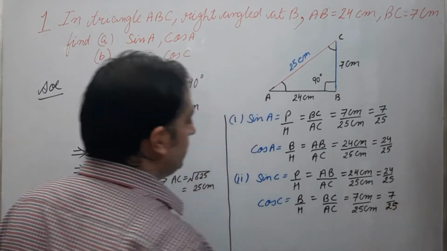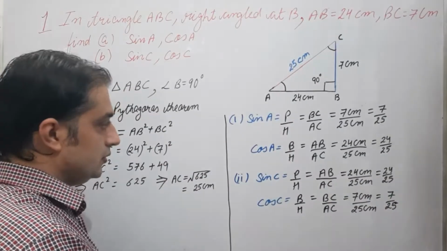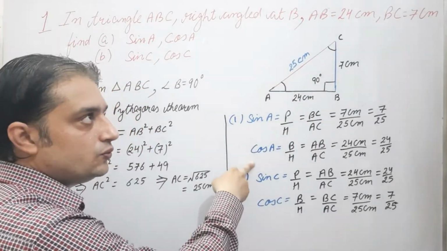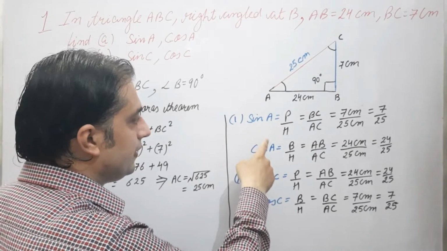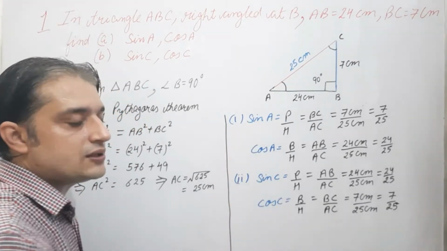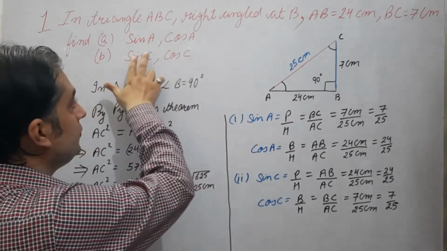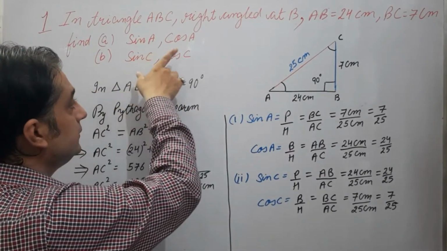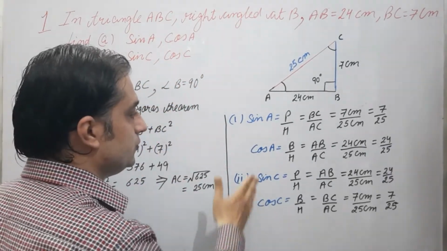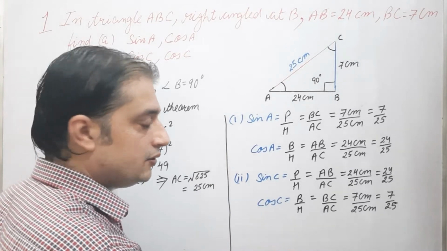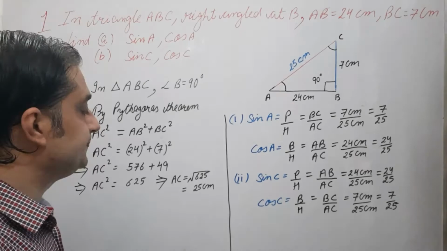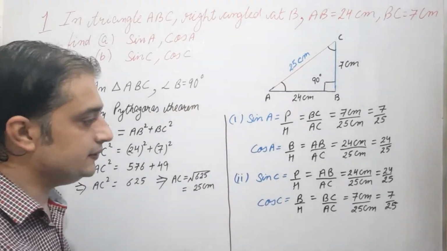So these are the T ratios for acute angles A and C. We are only finding the two T ratios, sine of angle and cosine of angle. We can also find their reciprocals, but in this question we only have to find the two T ratios. You can take the reciprocals to find two more T ratios if you like, no problem. So here the question is complete.